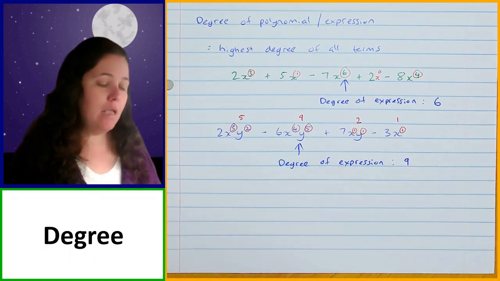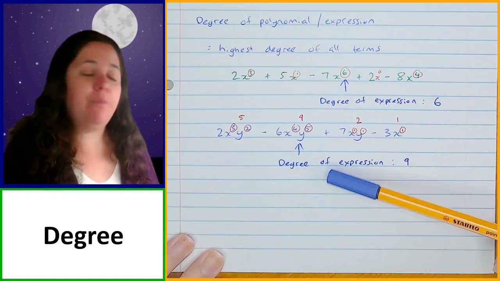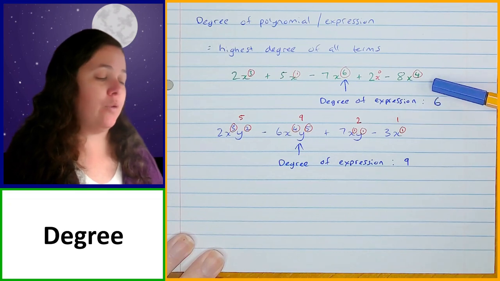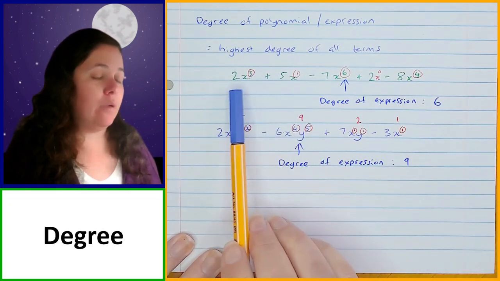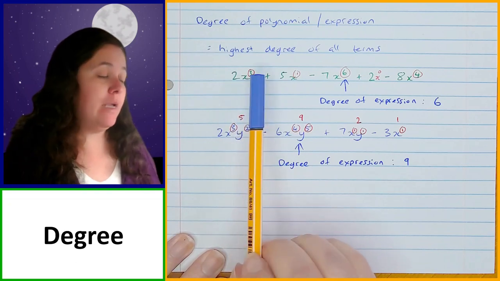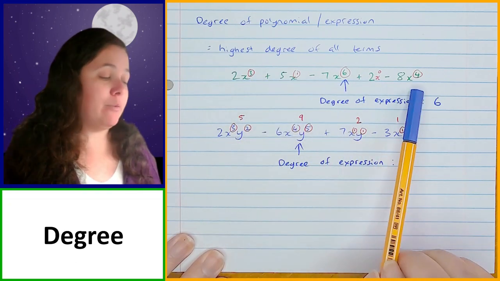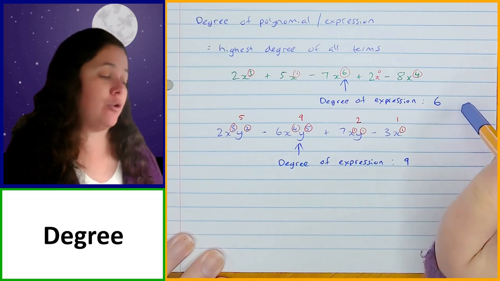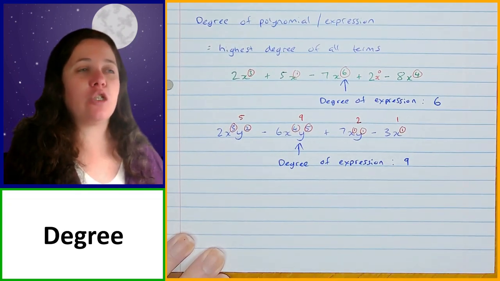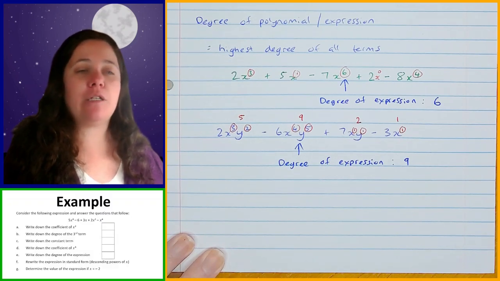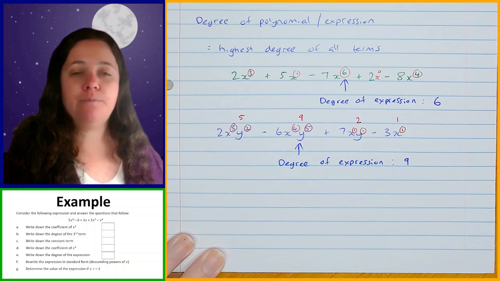Okay. But most of the time, the kind that we would be working with is this kind over here, where you only have one type of variable, or terms with one variable in each term, and you just have to look at what the exponent is and find the highest exponent, and that'll be the degree of your expression. Okay, so now we're going to do an example where we're actually going to be working with a polynomial, and we're going to be finding out different things about the terms in that polynomial.